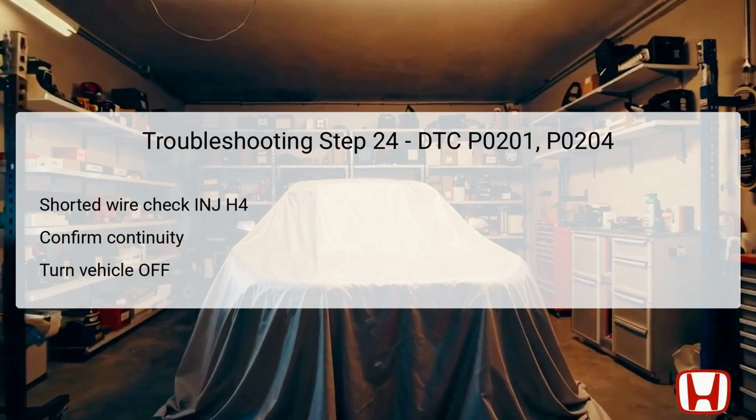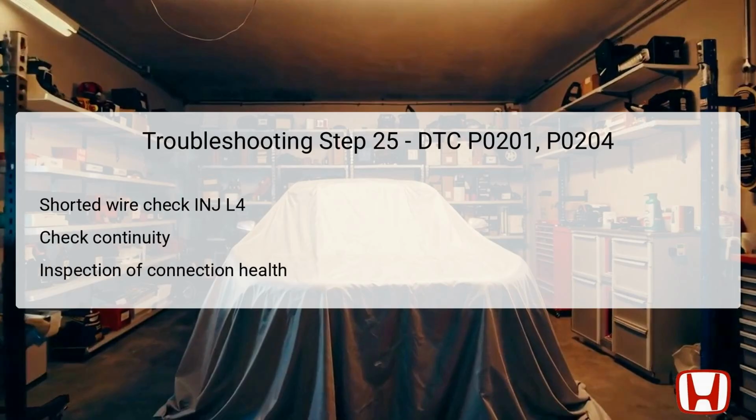In Step 24, the focus is on ensuring the INJH4 line is clear of shorts. Begin by turning the vehicle to the off mode and checking continuity between the designated test points. If continuity is confirmed, it indicates that the circuit is secure and functioning as expected. Failure to find continuity will require further investigation to rectify potential issues in the wiring. Ensuring circuit integrity supports the effective operation of the injector system, which is vital for maintaining optimal vehicle performance.